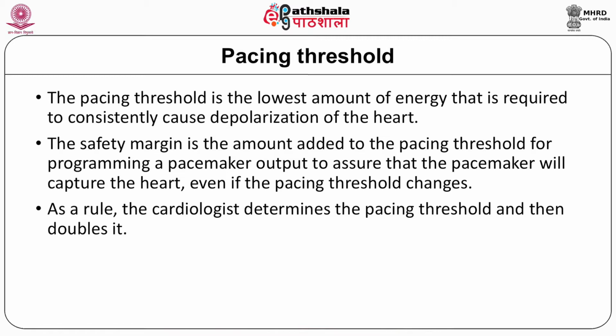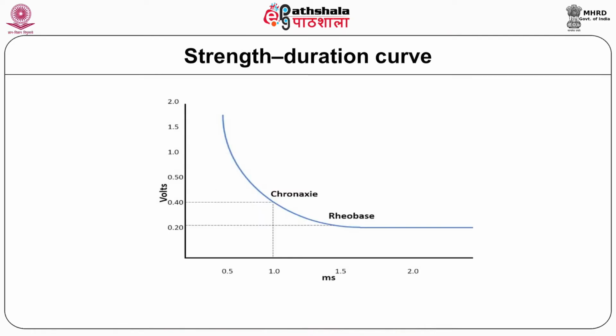The pacing threshold is the lowest amount of energy that is required to consistently cause depolarization of the heart. A representation of this is the strength duration curve in figure number 4, with rheobase defining the minimum voltage needed to capture the heart, and chronaxie being the pulse duration at twice the rheobase voltage, extended to meet the curve.